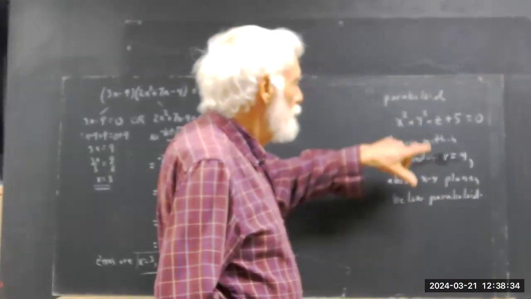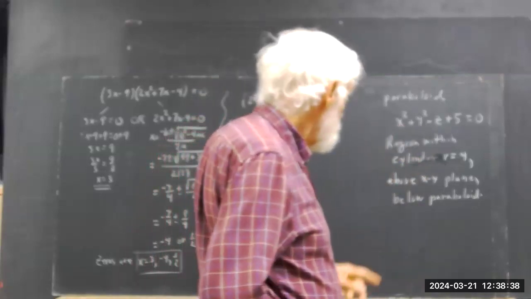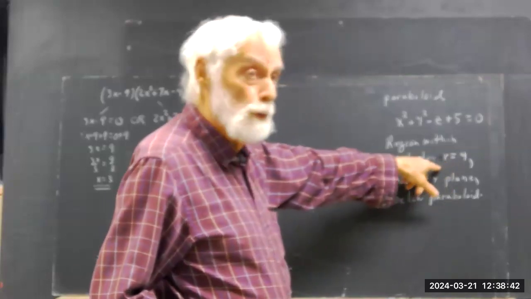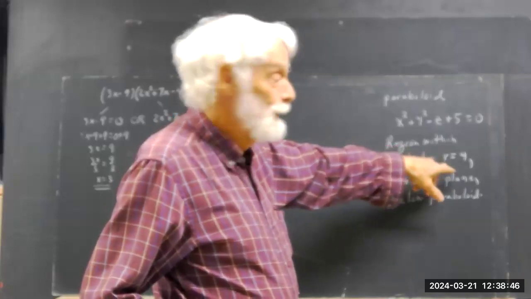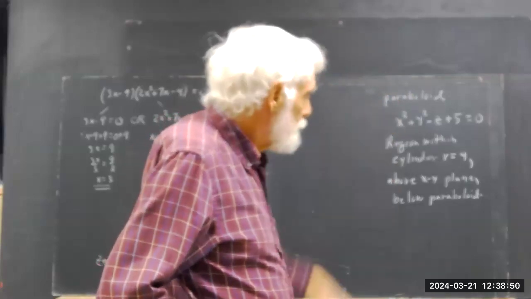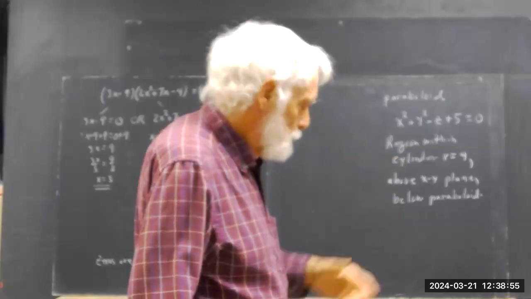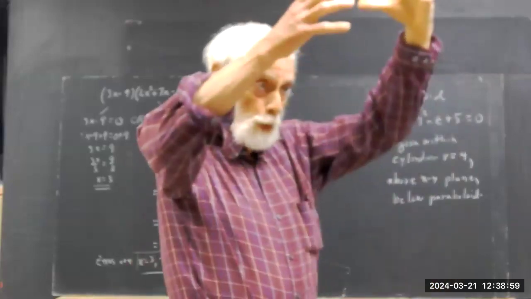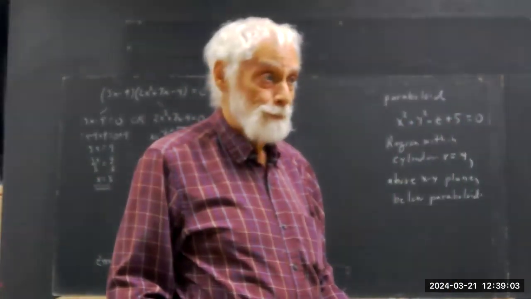Okay, here's a paraboloid. And we have the cylinder r equals 4. This is in polar coordinates or cylindrical coordinates, okay? This is not in cylindrical coordinates. It can be written that way. But we understand that this is circle r equals 4 all the way up, all the way down. That's a cylinder. It's an infinite cylinder.